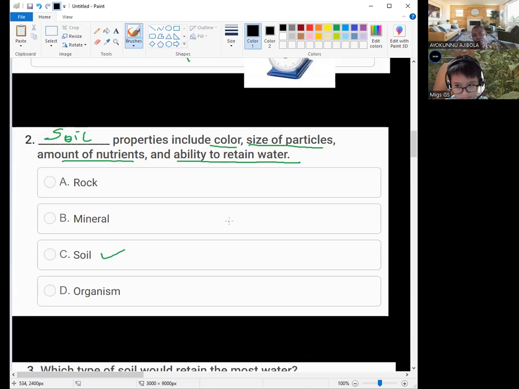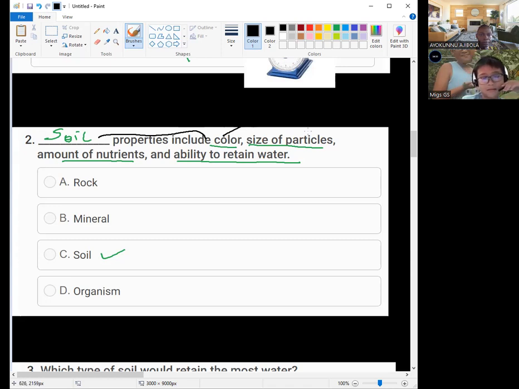Color, size of particles. Can you name the soil properties? Rock, mineral, soil, organism. No. The soil properties are the color of the soil. Can you see it there? Can you name everything now? The soil properties include what?